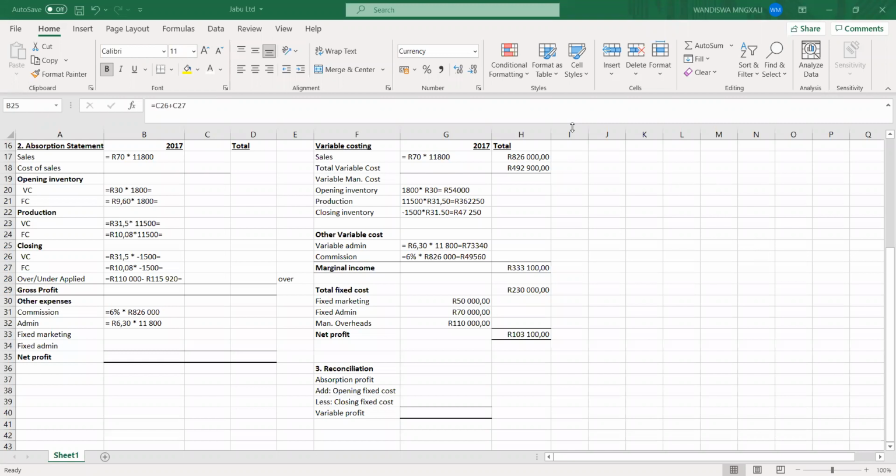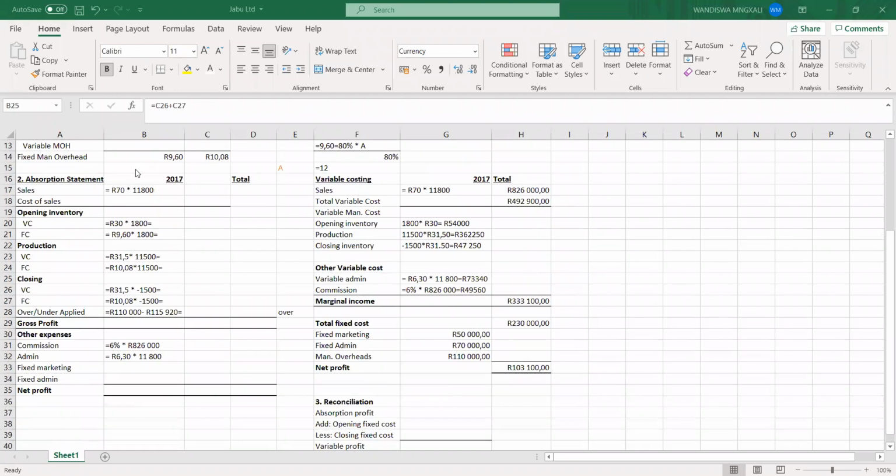Okay, so now we are doing required number 2, which was to compile a statement of comprehensive income according to the absorption costing and the variable costing. So we've done the variable, now we're moving on to absorption costing. So this is how your framework looks in your absorption statement. We have sales, cost of sales, your opening inventory, your production, and your closing inventory, your gross profit, your other expenses, and then finally, what we're trying to calculate, your net profit.